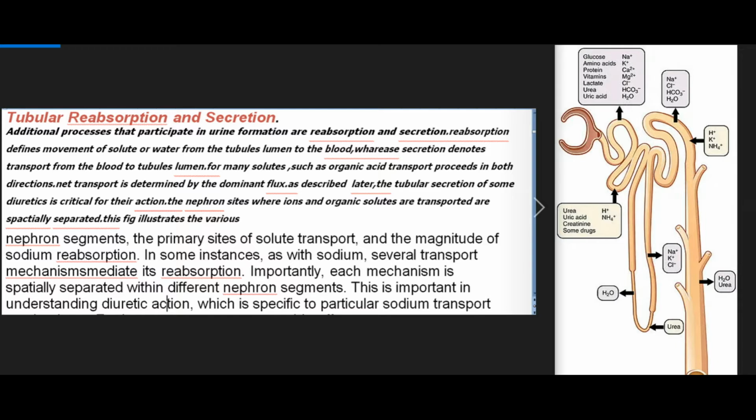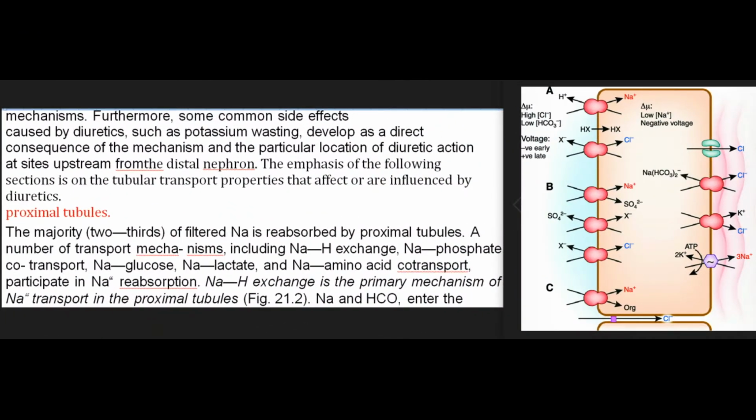In some instances, as with sodium, several transport mechanisms mediate its reabsorption. Importantly, each mechanism is spatially separated within different nephron segments. This is important in understanding diuretic action, which is specific to particular sodium transport mechanisms.